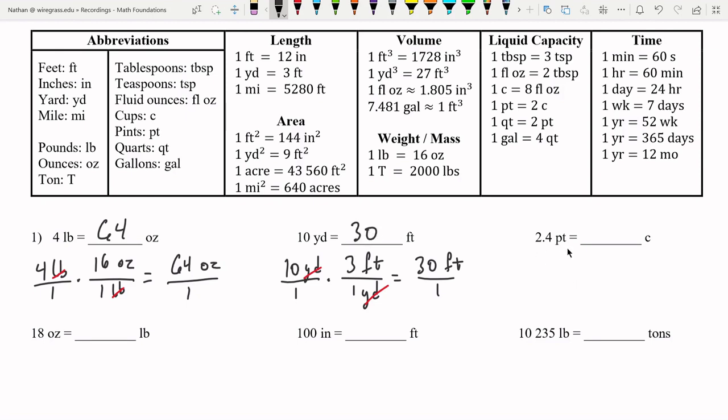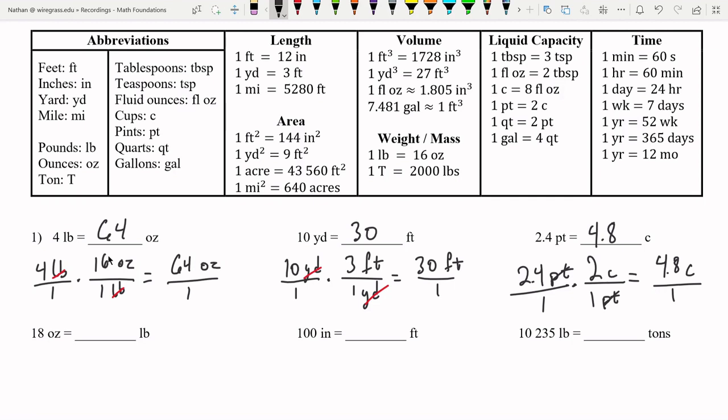Okay, we have 2.4 pints equals how many cups? This is a liquid capacity. So we have cups. 1 pint equals 2 cups. So if we're going to have 2.4 pints, that's 2.4 over 1 times, we're going to have 1 pint on the bottom, so that way pints cancel, and we have 2 cups on top. Pints, of course, cancel. We get 2.4 times 2 is 4.8 cups. That's the only unit left. And then 1 on bottom. In other words, 4.8 cups is the same thing as 2.4 pints.